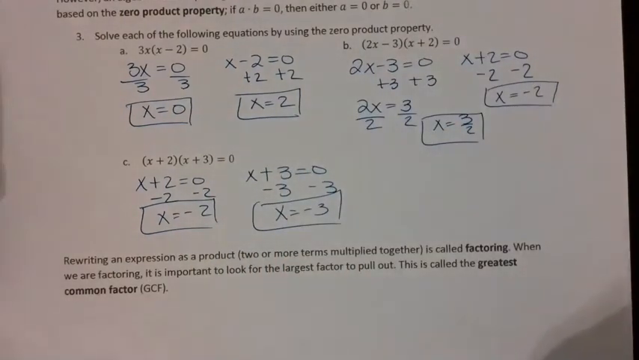We can rewrite an expression as a product of 2 or more terms multiplied together, and it's called factoring. When we're factoring, it's important to look for the largest factor to pull out. This is called the greatest common factor, and it can be abbreviated GCF.